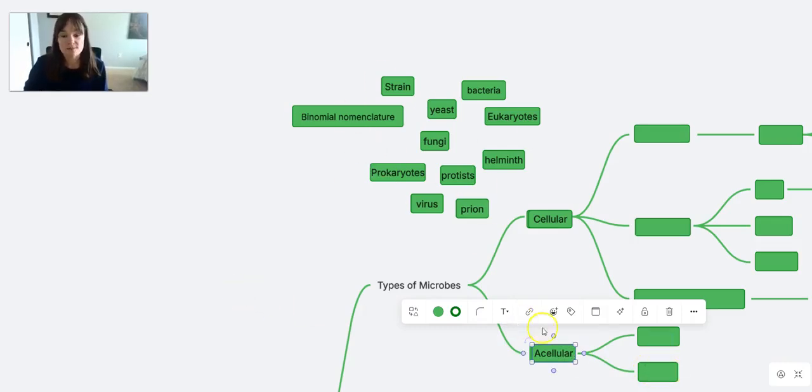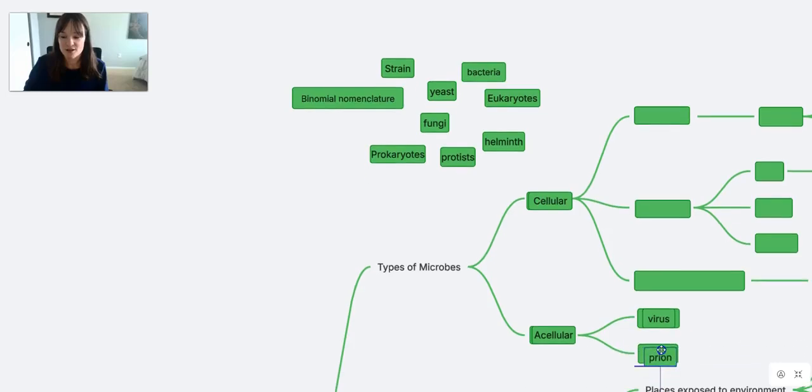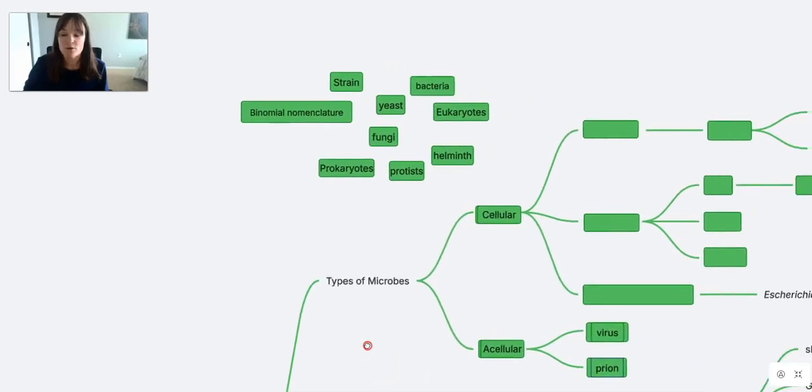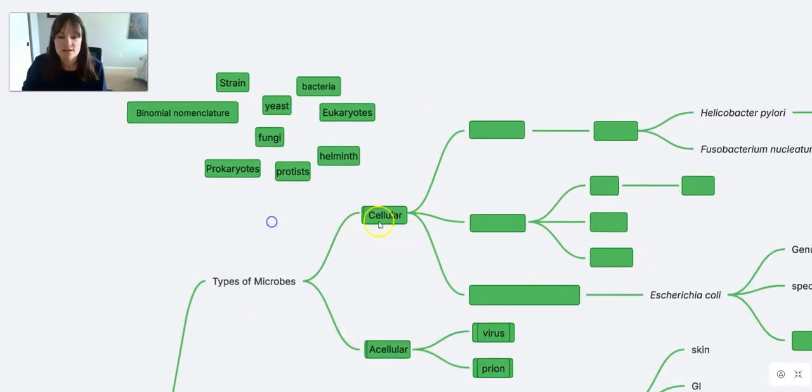What terms do you need to have branching off of acellular to finish that part of the concept map? Okay, if you said viruses and prions, you are correct. Both viruses and prions are acellular, meaning they are not made of cells. Let's now focus on cellular types of microbes. From there I have three branches. Let's focus on these two because they are very specific types of cellular microbes. Look at the terms we have remaining. See if you can make those branches.